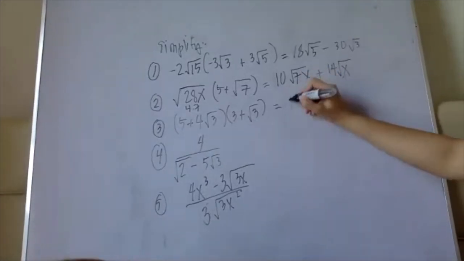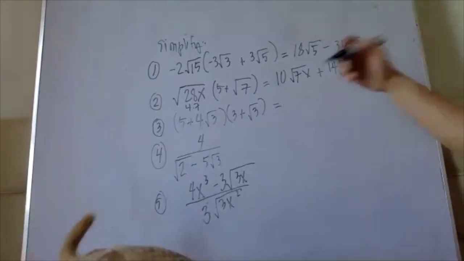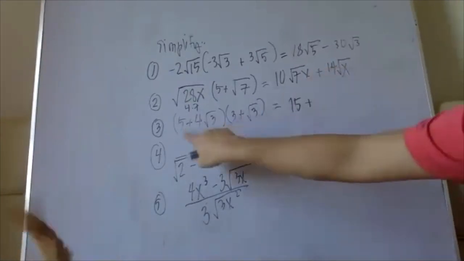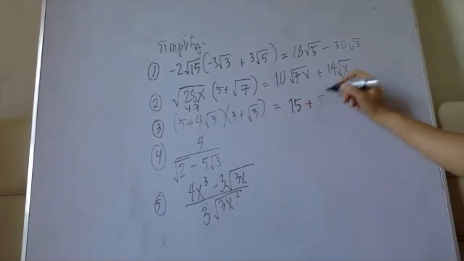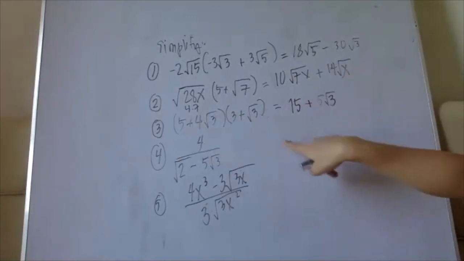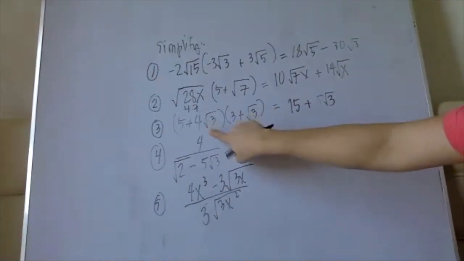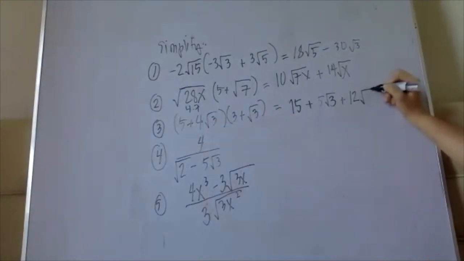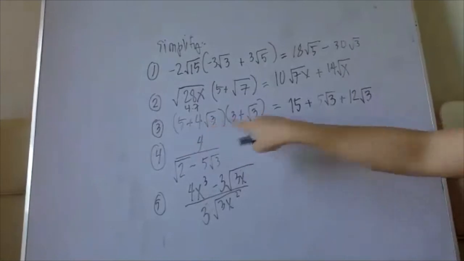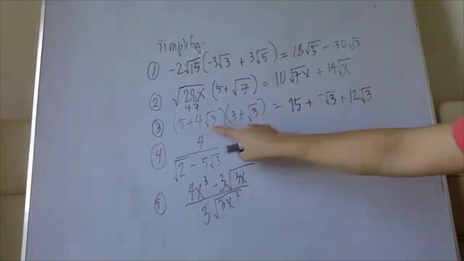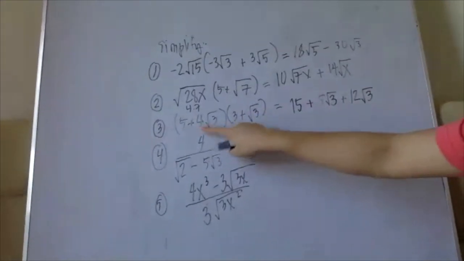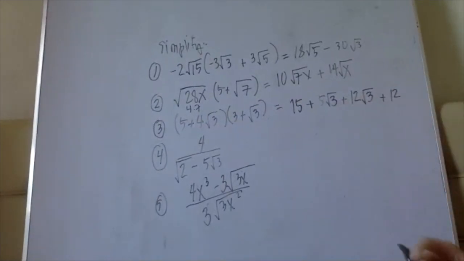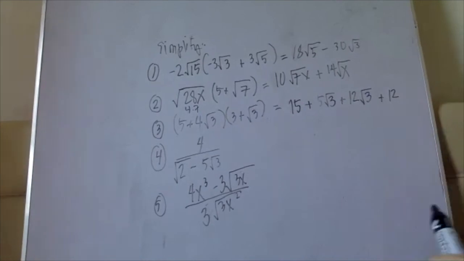Actually, ako, hindi ako minsan nagpa-follow ng FOIL. Basta lang, make sure lang na na-multiply niyo lahat na kailangan i-multiply. Plus, 5 times square root of 3. So, that's 5 square root of 3. Inner, 4 square root of 3 times 3. 4 times 3, that's equal to 12 square root of 3. Last, itong dalawa, square root of 3 times square root of 3 is just equal to 3 times 4, so that's 12. Okay?